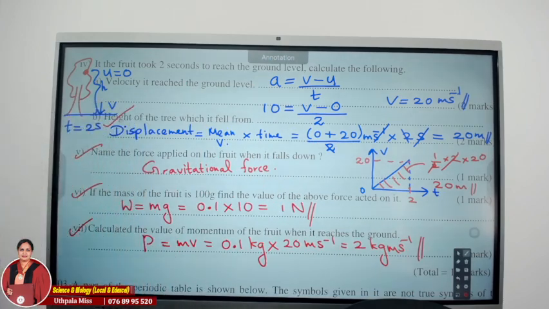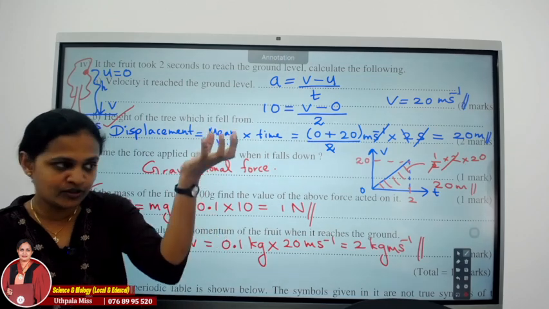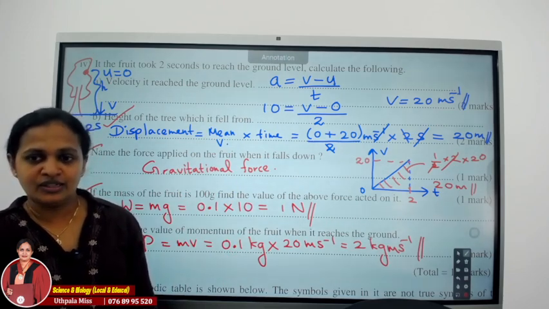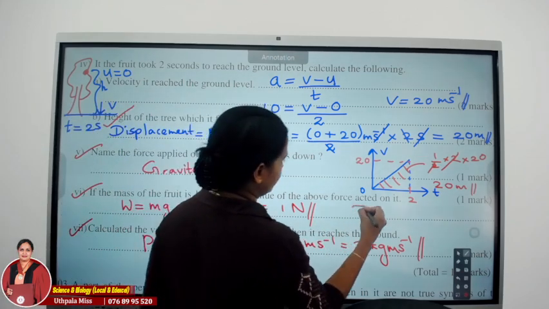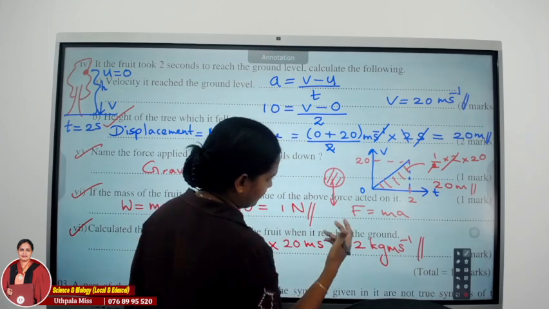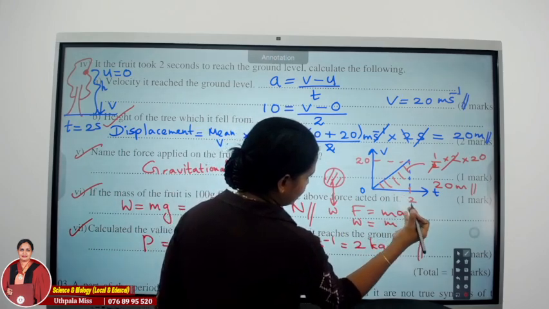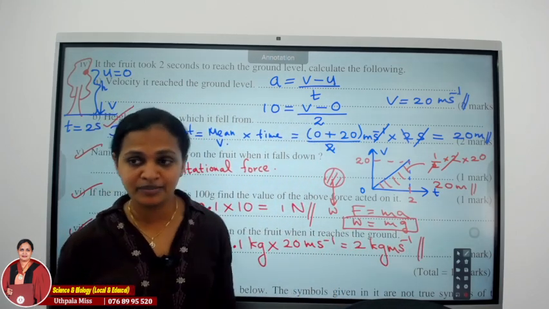Yes, Medhuja? Can you explain the sixth one? So we learned, Medhuja, gravitational force is the force by which any object is attracted towards the gravity. Since it is a force, then we know F equals ma. So when an object is attracted towards gravity, that is the gravitational force, meaning the weight of the object. Weight equals mass into acceleration, meaning acceleration due to gravity. Therefore, we derive this equation W equals mg.